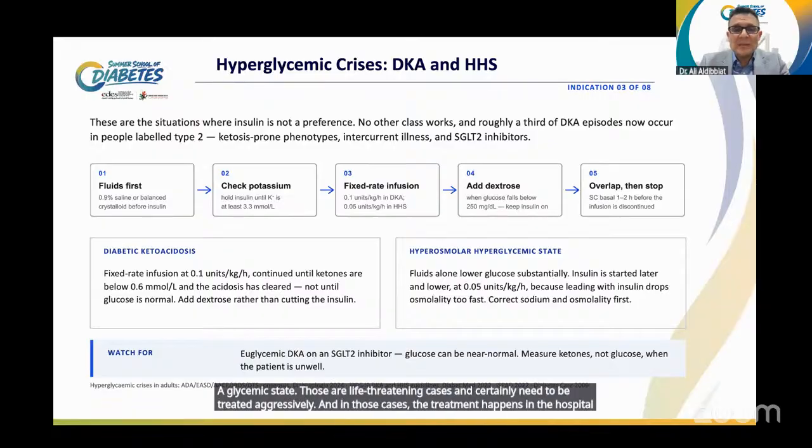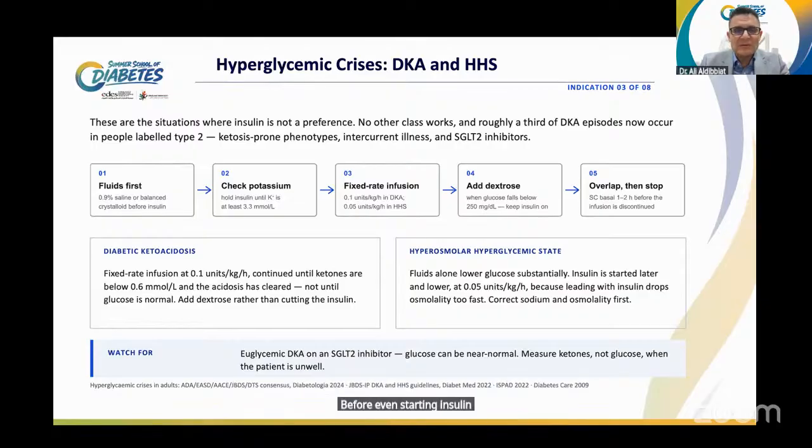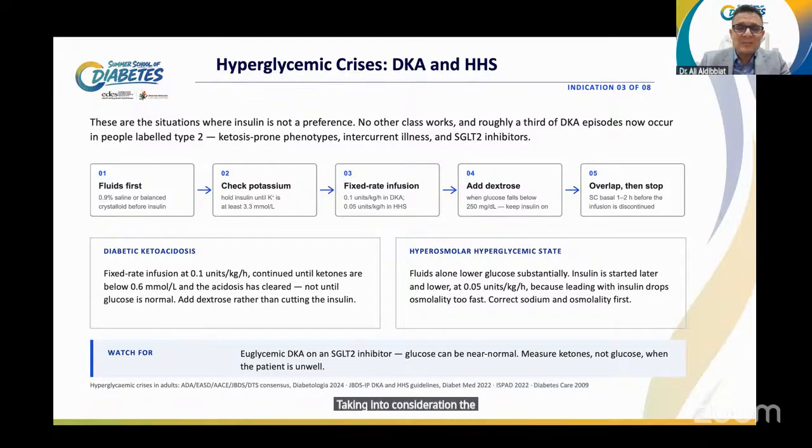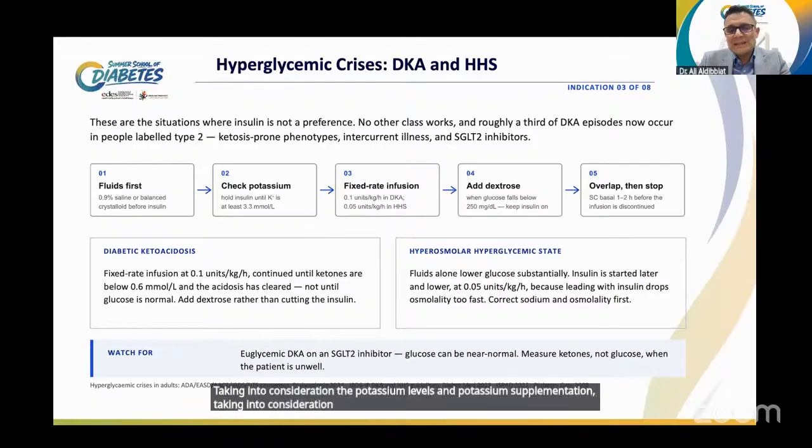Certainly, the patient is presented with severe dehydration, and the key here is good hydration. Before even starting insulin therapy, good hydration for those patients will enable a reduction in glucose, and when the glucose stabilizes but remains high, then we introduce the intravenous insulin. Taking into consideration the potassium levels and potassium supplementation, taking into consideration whether it is a DKA through ketosis or whether it is only hyperosmolar hyperglycemic state.